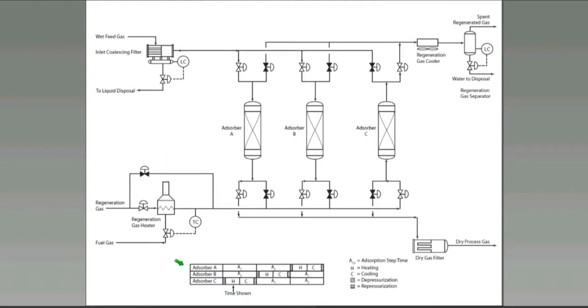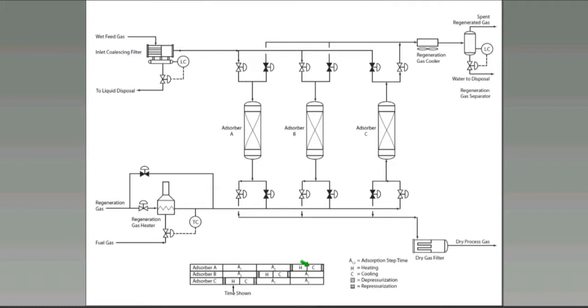Adsorber A goes through 2 distinct adsorption step times, adsorption 1 and adsorption 2. The total adsorption time for vessel A is A1 plus A2. A1 and A2 are referred to as step times. So if the step time was 8 hours, then vessel A would be seeing half of the feed flow for 8 hours, and then see the second half of feed flow for another 8 hours, for a total of 16 hours of adsorption. And then vessel A would have to complete its regeneration cycle in the same step time of 8 hours. So just a quick review.